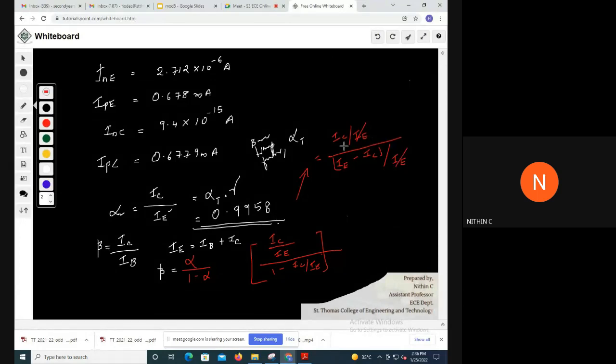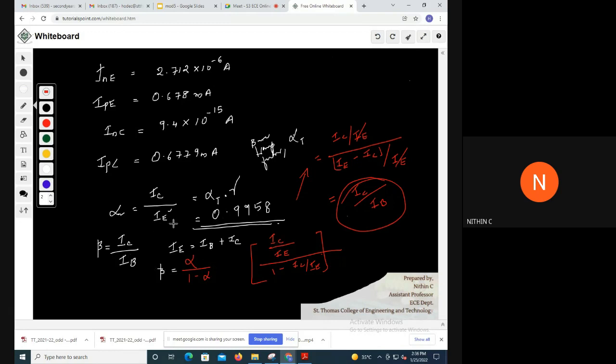This IE will be cancelled. What is IE minus IC? From the current equation, IE minus IC is IB. So it will be IC divided by IB, which is nothing but beta. So beta can be written as alpha by 1 minus alpha. Once you get the value of alpha, you can immediately find the value of beta also.